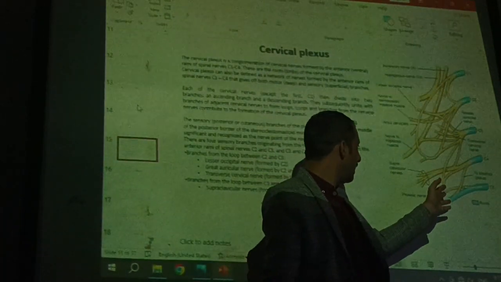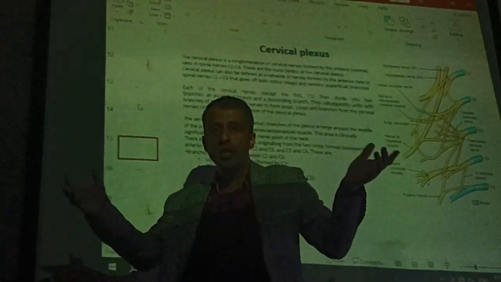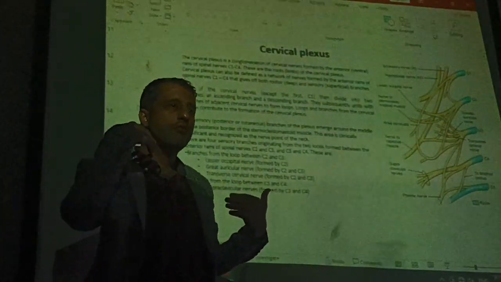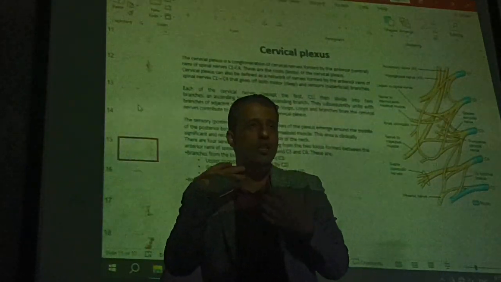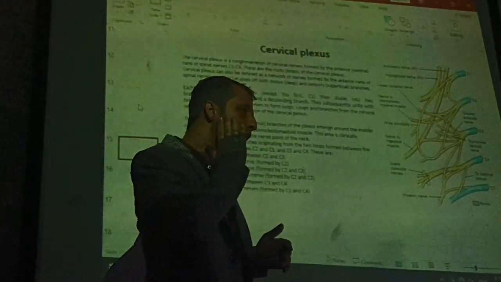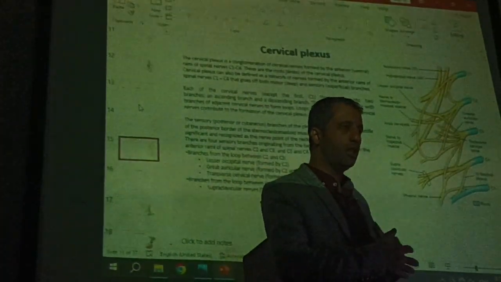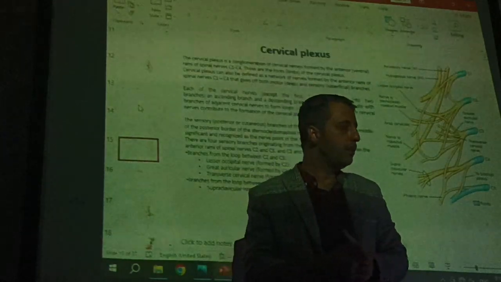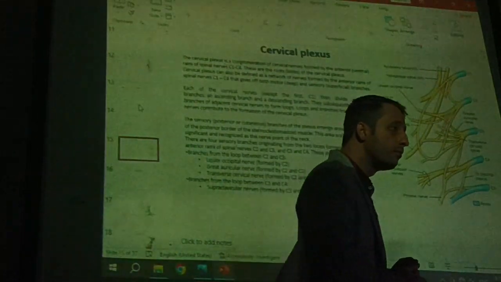And also I said that it has some cutaneous branches which innervate the skin of the cervix and of the neck, and also the skin of the parotid area and the skin of the occipital and mastoid area. Okay? They are the branches of the cervical plexus. Sir, what are the cutaneous innervations?